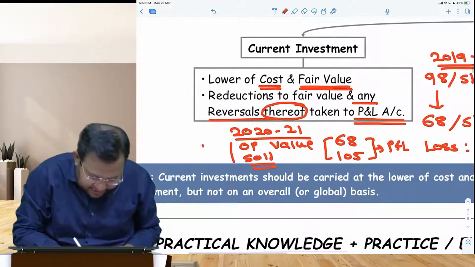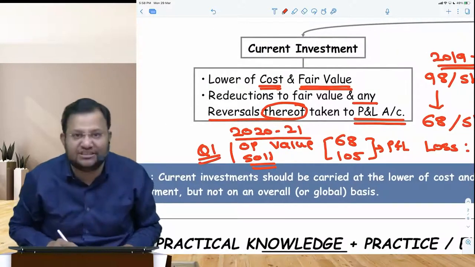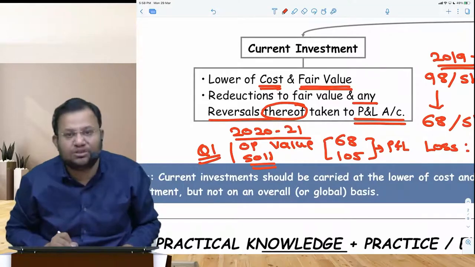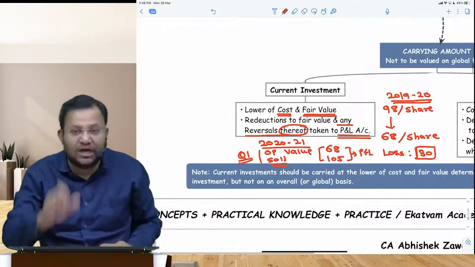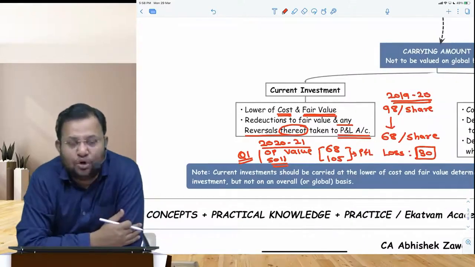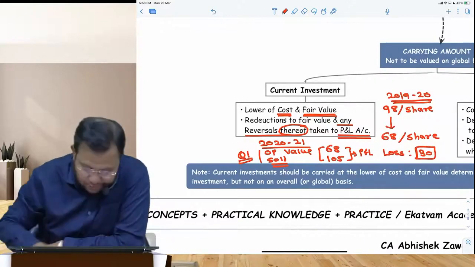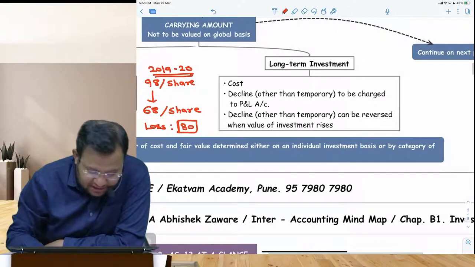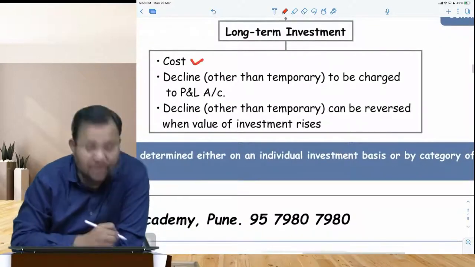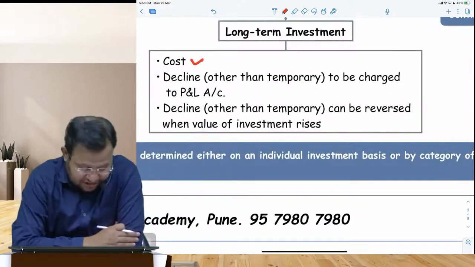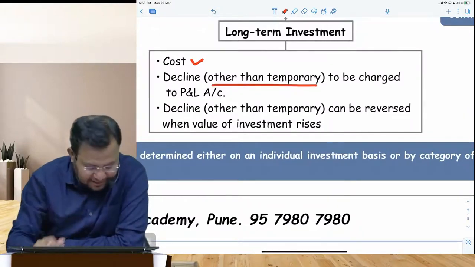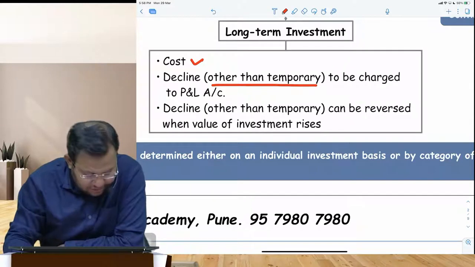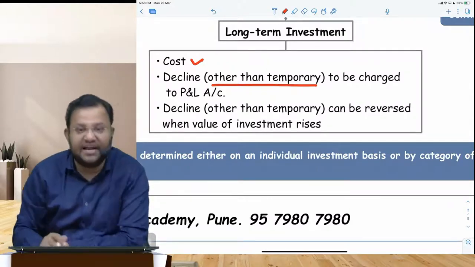So let's say in Q1 of 2020-21, the closing value went to 105. So 30 will be credited to P&L. Current investments are valued at lower of cost and fair value. Long-term investments are generally valued at their cost. A decline other than temporary, that is a permanent decline, is to be charged to profit and loss account.